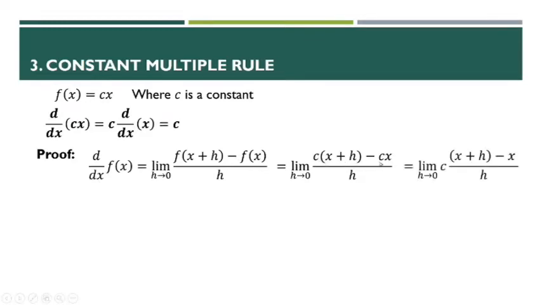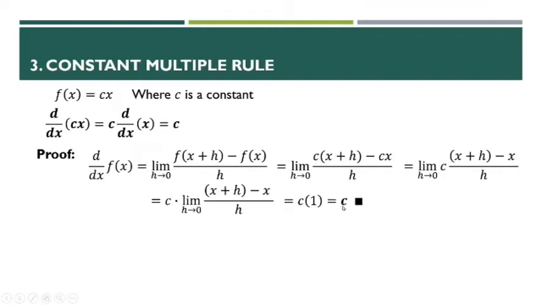Since there is a common factor sa numerator c, pwede nating ilabas. So, matitira na lang ay x plus h minus x. And following the limit rules, yung constant multiple c can be put before the symbol of limits. So, matitira is limit of x plus h minus x all over h, which is equivalent to 1. So, dun sa ating previous theorem, c times 1 is c.